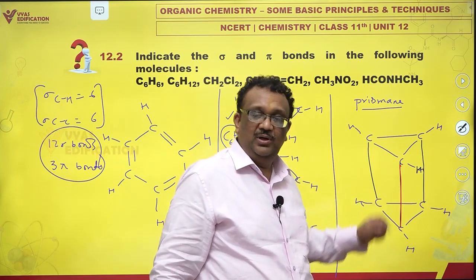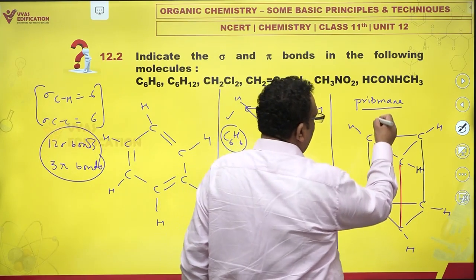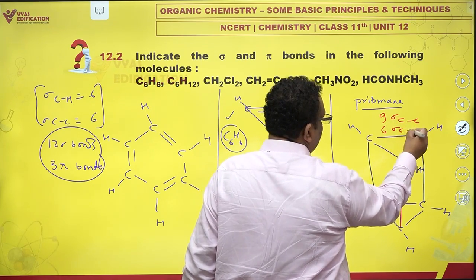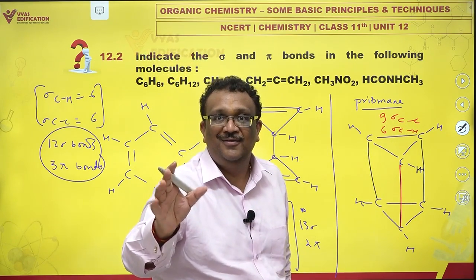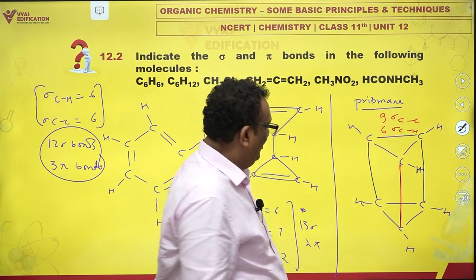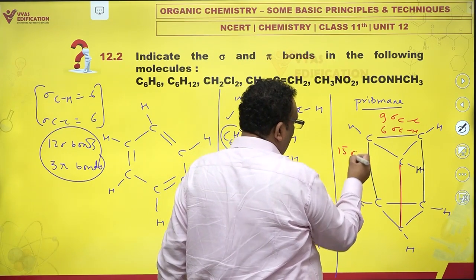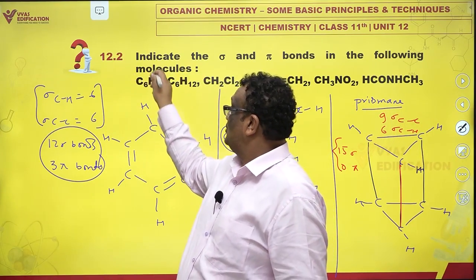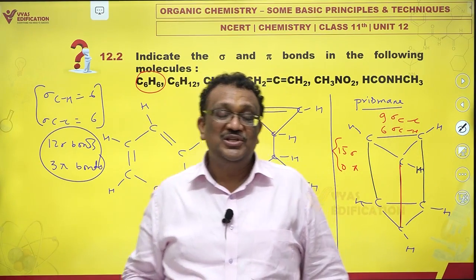This is one CC bond. So there are 9 CC bonds. There are 6 CH bonds, and there is no pi bond. Okay, so you have 15 sigma and 0 pi, and that also very well could have been answered to the first question. How many sigma and pi bonds in C6H6?